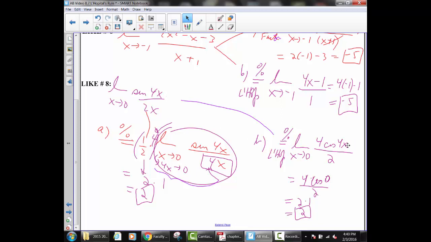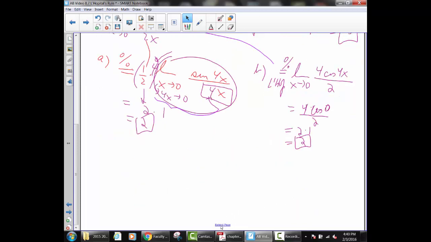Derivative of sine 4x is cos 4x times 4. Derivative of 2x is 2. And now you substitute, you get 4 times the cosine of 0 over 2, which is 2. The 2 goes into the 4 2 times. Cosine of 0 is 1. Your final answer is 2. Okay.